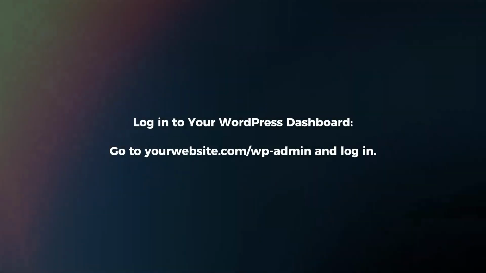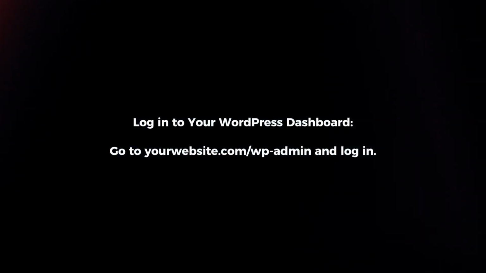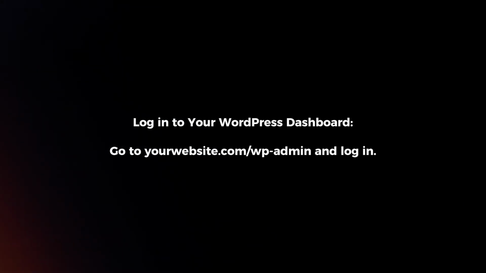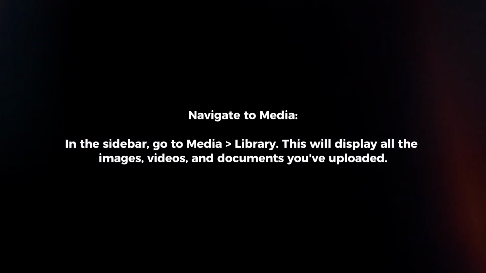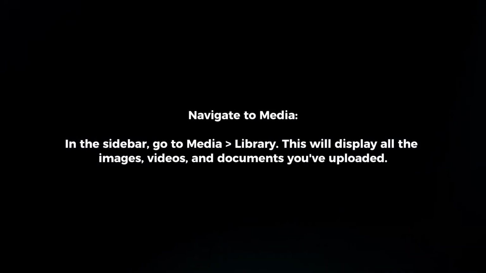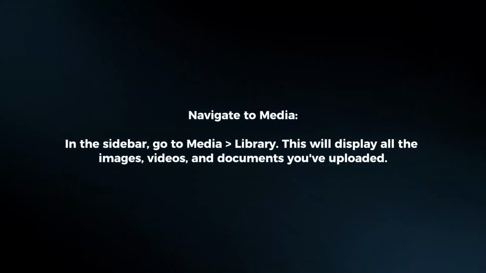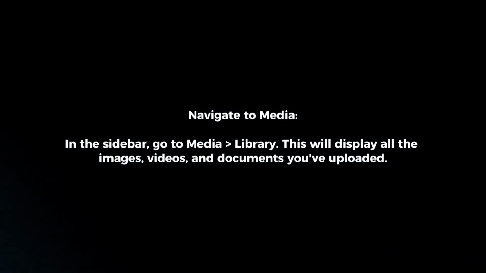Log into your WordPress dashboard. Go to yourwebsite.com/wp-admin and log in. Navigate to Media. In the sidebar, go to Media Library. This will display all the images, videos, and documents you've uploaded.